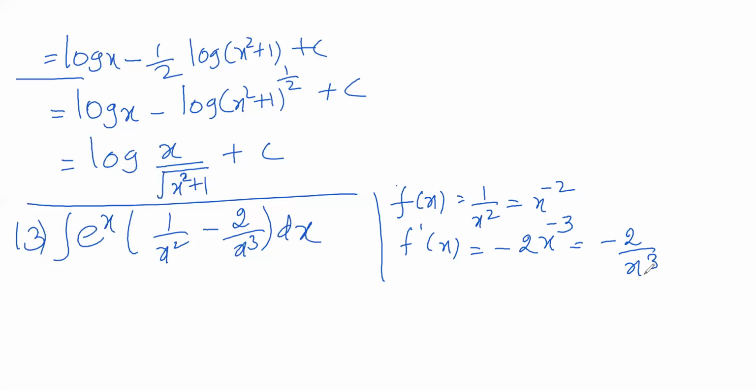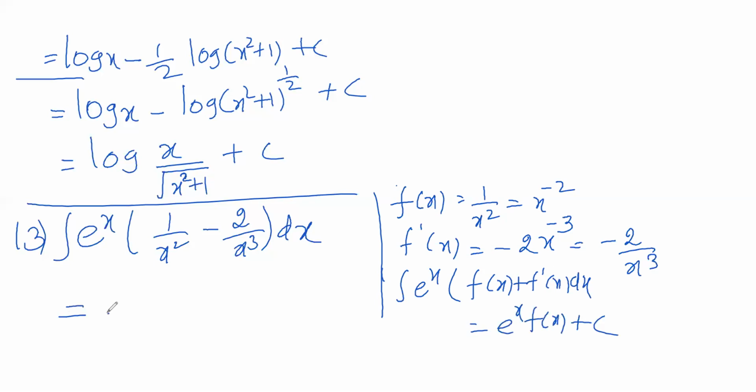So f of x is 1 by x squared and f dash of x is minus 2 by x cube. It is of the form integral of e power x into f of x plus f dash of x dx. The answer is e power x into f of x plus c. So here it is e power x into 1 by x squared plus c. Now, problem 14.